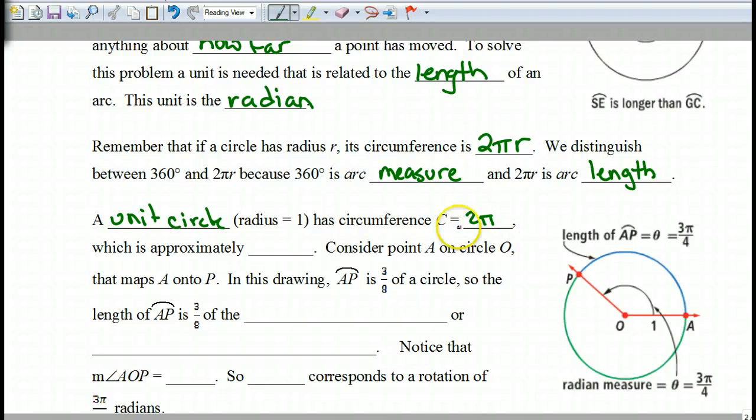Okay, so if I were to actually multiply this out, 2 times 3.14 approximately is 6.28. We're going to leave it at two decimal places, okay? So considering point A on a circle O, a rotation maps A onto P. In this drawing, the arc AP is 3/8 of a circle. Okay? So the length of AP is 3/8 of the circumference.